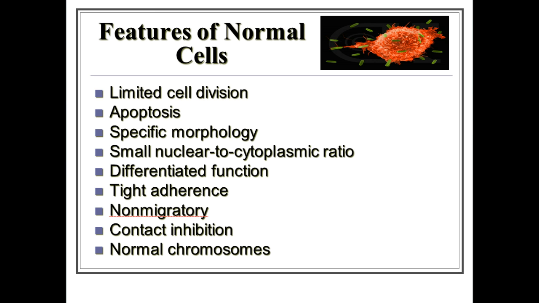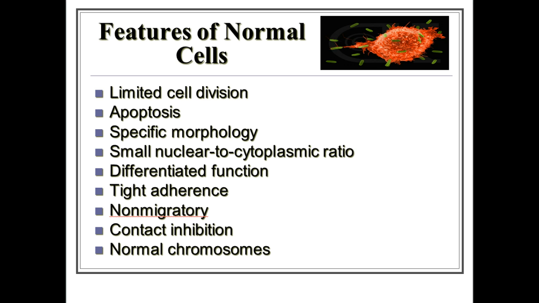Then they have a differentiated function. What that means when they say differentiated function is that every normal cell has at least one special function it performs when you think about how it contributes to the whole body. So, for example, a skin cell makes keratin. Liver cells make bile. Cardiac muscle cells contract. Nerve cells conduct impulses. And red blood cells make hemoglobin.